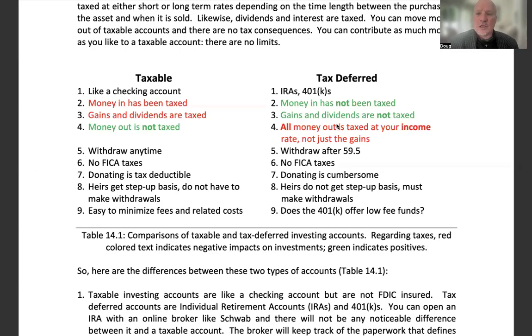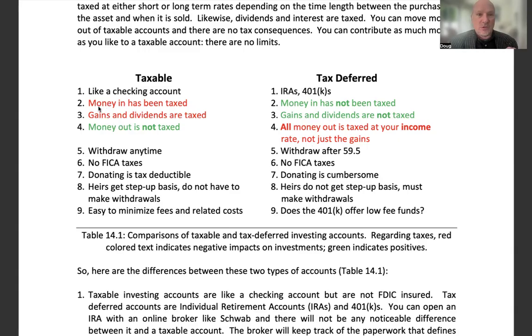Now let's have a look at our two types of investing accounts. We have taxable investing accounts and tax deferred investing accounts. Remember that the tax deferred accounts are our IRAs and 401ks, and this is all in Chapter 14. And this table highlights for us in red things that are bad for us in terms of taxes in a taxable account and things that are good for us in terms of taxes in a taxable account, and likewise green and red for the tax deferred accounts.